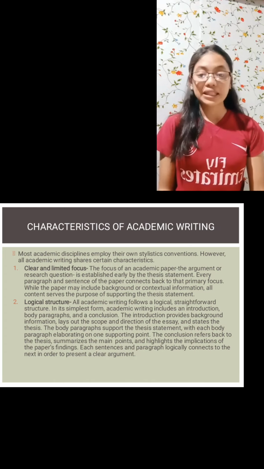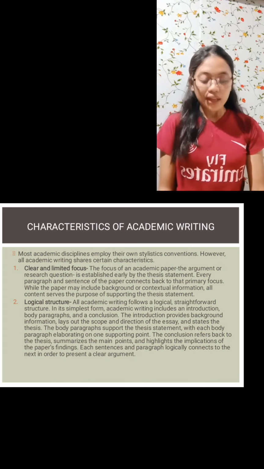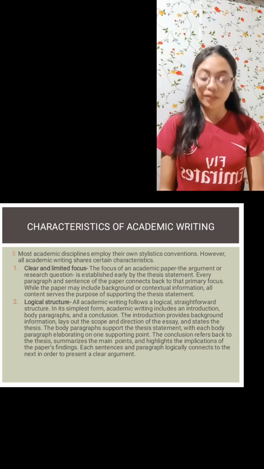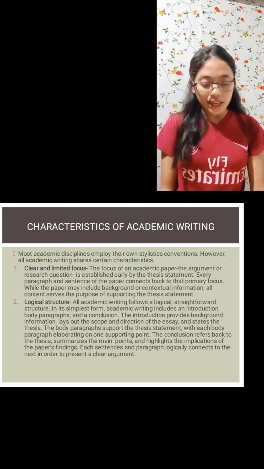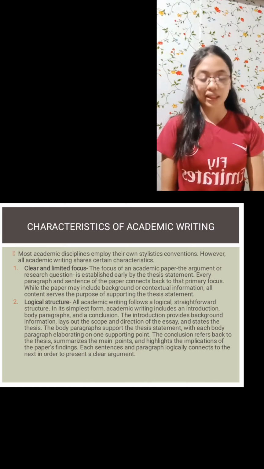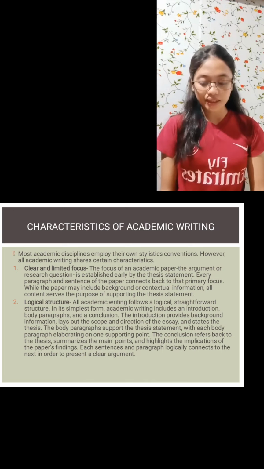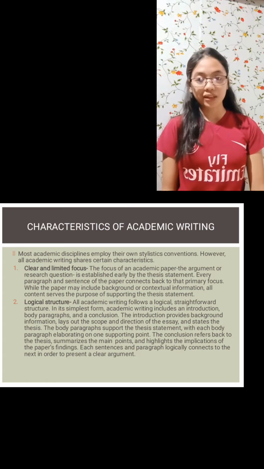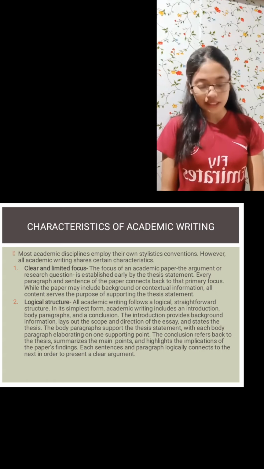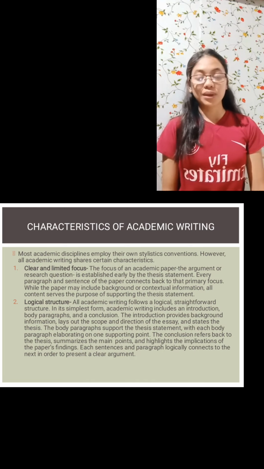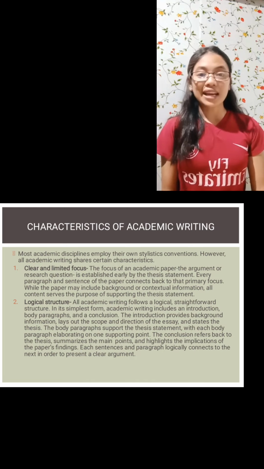First, we have a clear and limited focus. The focus of an academic paper, the argument or research question, is established early by the thesis statement. Every paragraph and sentence of the paper connects back to that primary focus. While the paper may include background or contextual information, all content serves the purpose of supporting the thesis statement. We should make sure that our ideas are connected to our thesis statement so that our readers can clearly understand our academic writing.